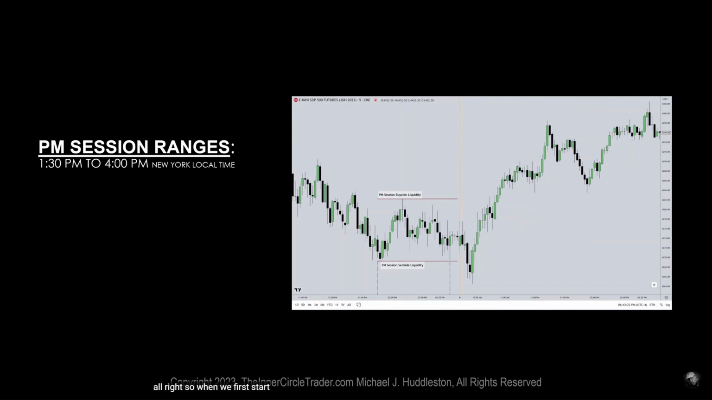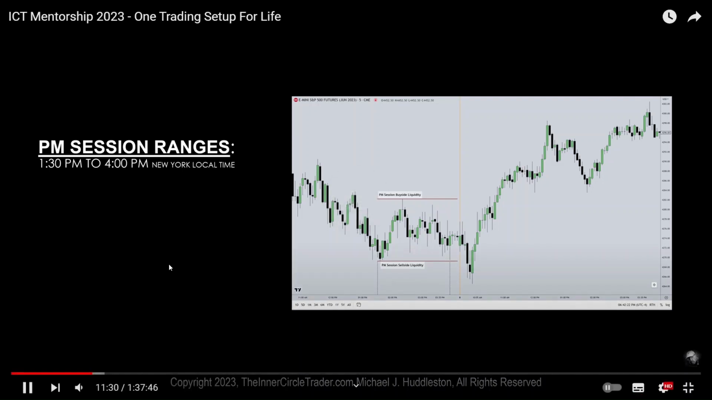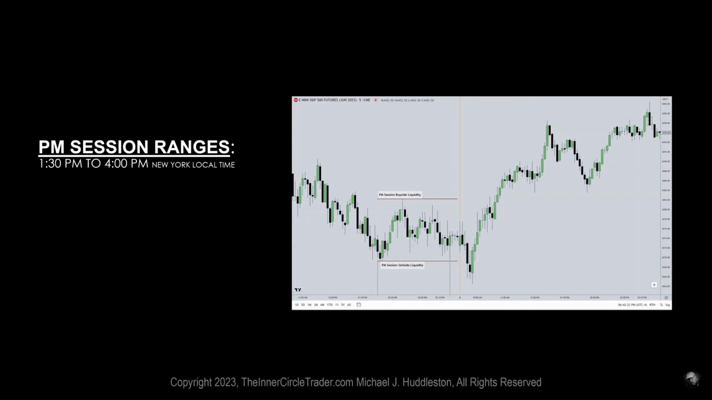So when we first start talking about liquidity, the assumption is you're a day trader, whether you're a scalper, a session trader, an intraday trader where you're trying to do the entire daily range, or you're just a short-term trader looking to time the market for your longer-term swing trade or position trade. All of that is encapsulated in tonight's discussion.